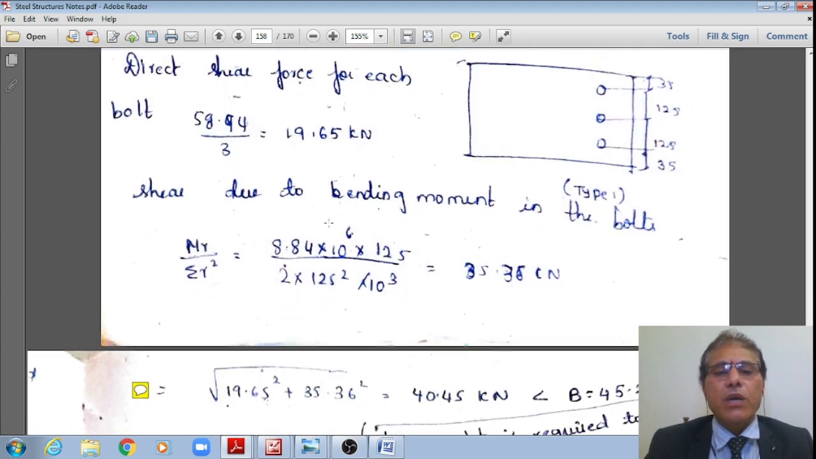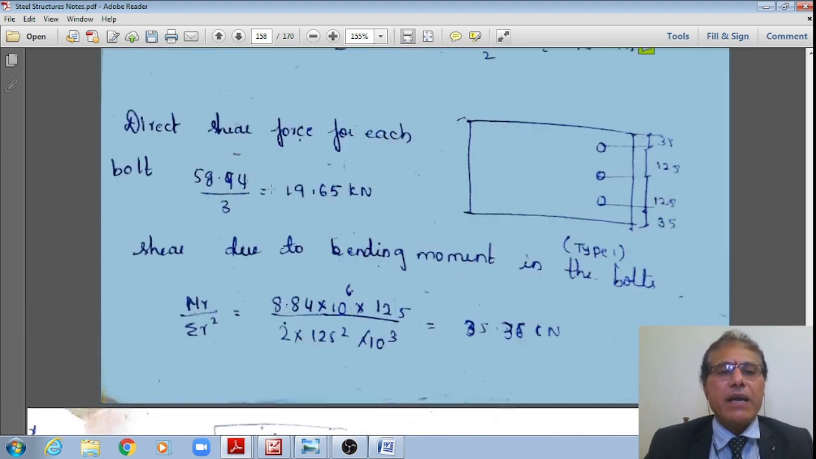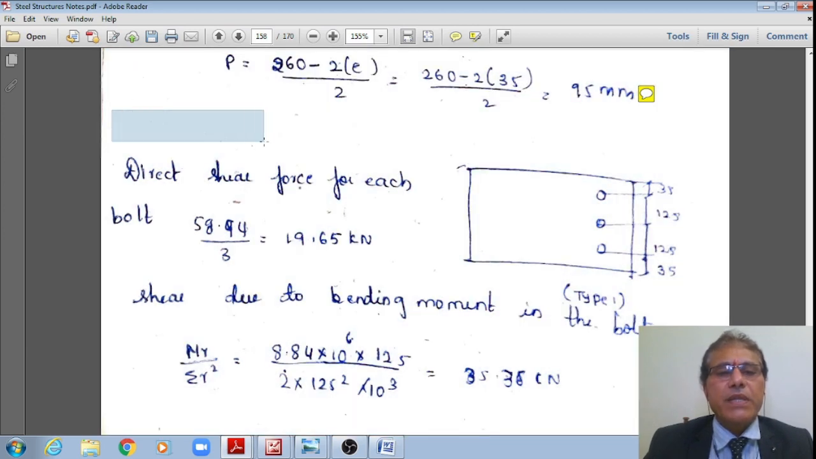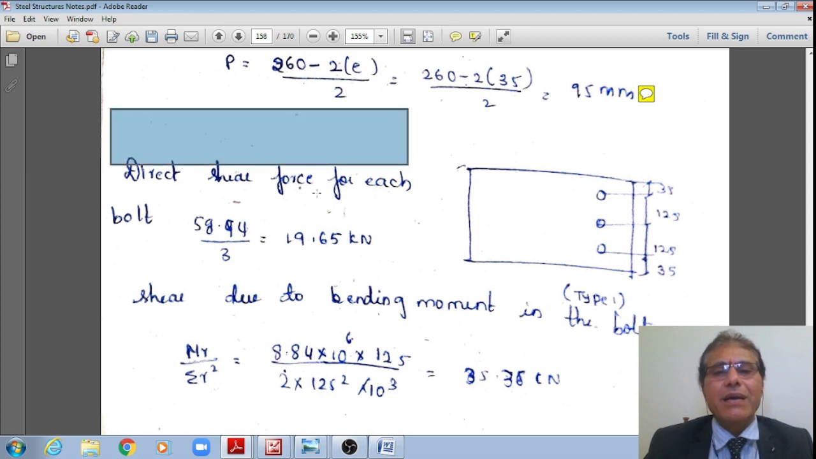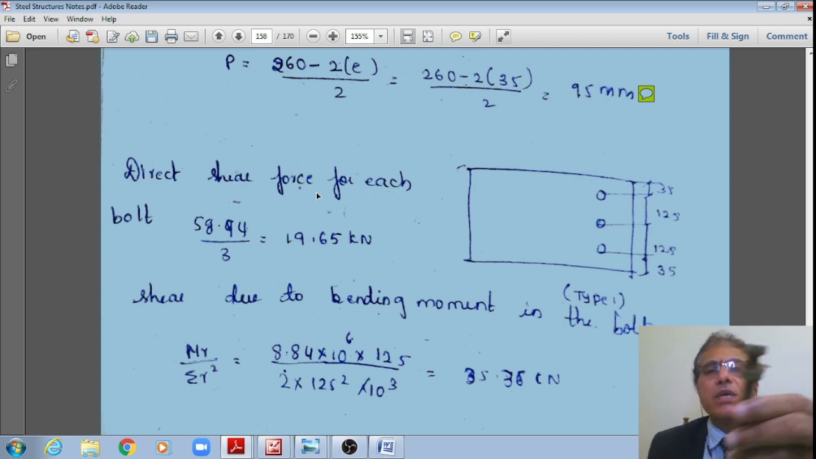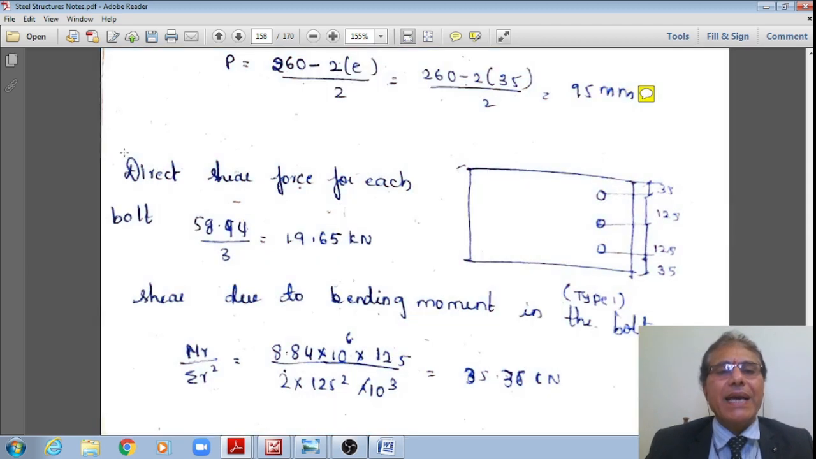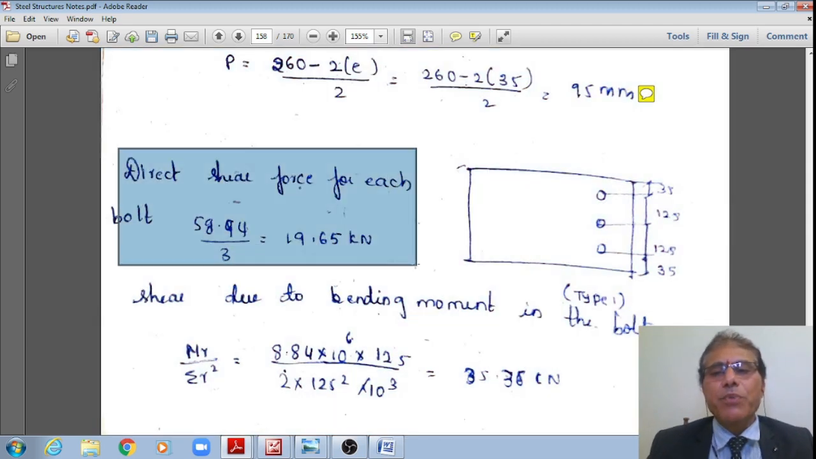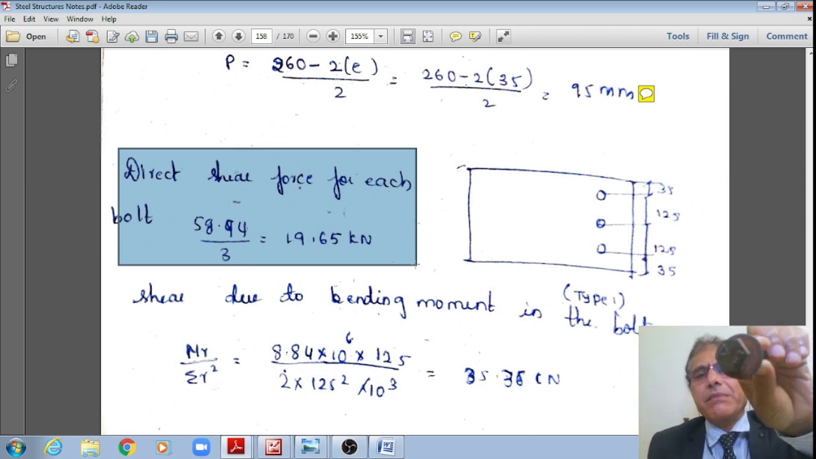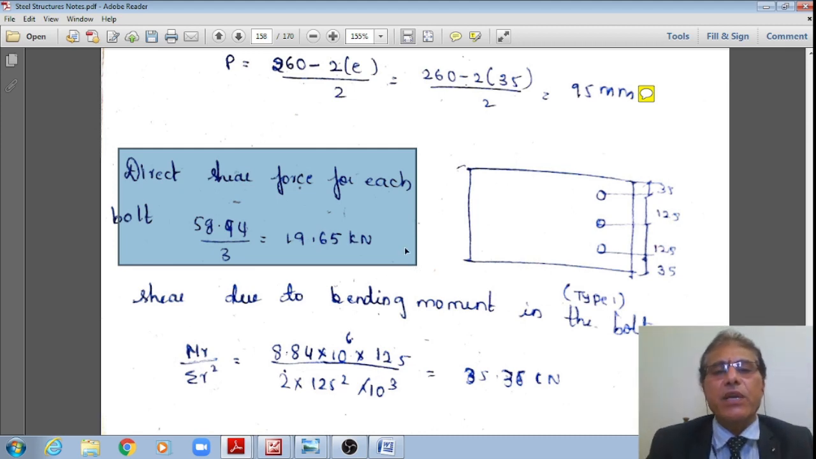Now, once I do this, I'll also do a combined check. This is the last check, right? Therefore, check for the combined shear stress, because the bolts are subjected to that. Please make a note, because 3 bolts are there. Therefore, the direct shear stress in each bolt is equal to the vertical shear, 58.94, resisted by 3 bolts, which is equal to 19.65 kilonewton.